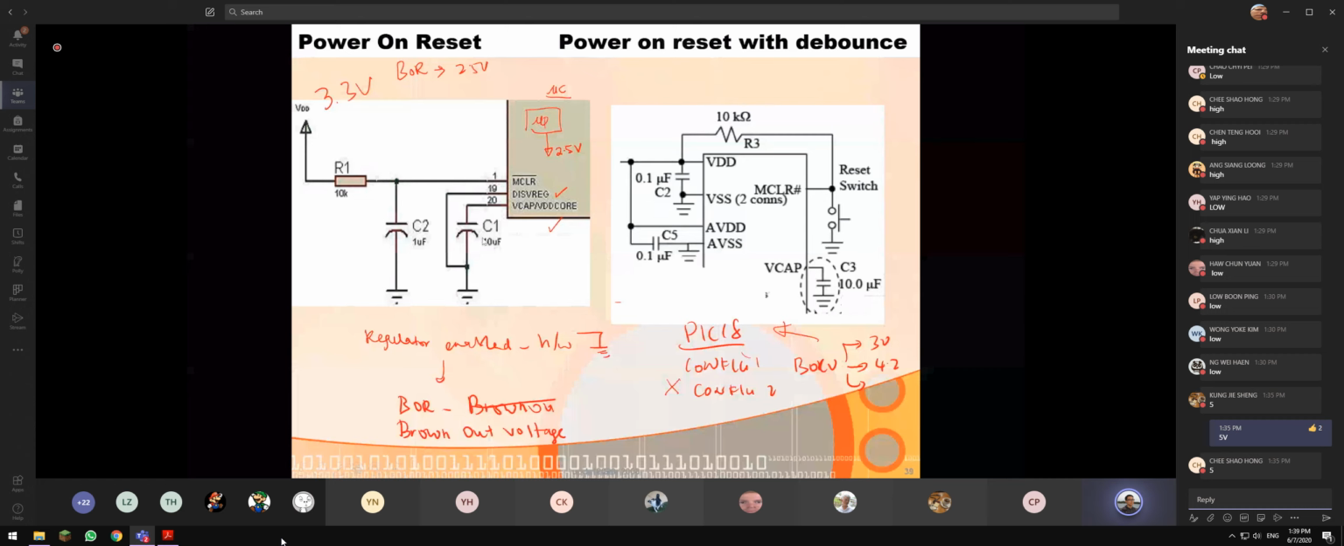Then how about power on reset? These are the power on reset. Sometimes in ESP32, we prefer this: we press, then it resets. Correct? We press, it resets. Class, again: if I don't press, what is MCLR? High or low?